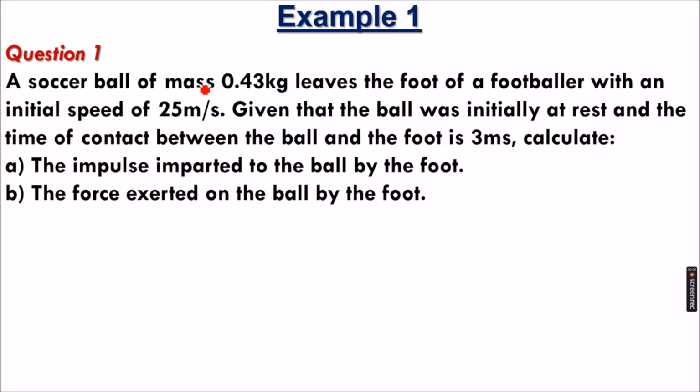A soccer ball of mass 43 kgs leaves the foot of a footballer with an initial speed of 25 meters per second. So at the moment it leaves the foot, it's moving at 25 meters per second. But it was at rest before kicking off. Initial velocity is 0. After kick off, the final velocity is 25 meters per second.